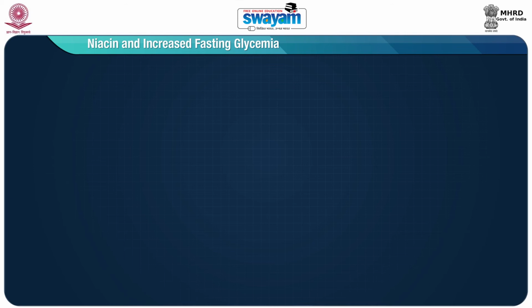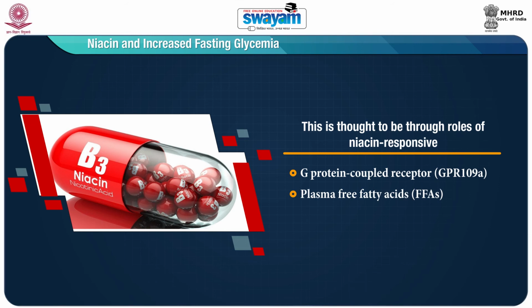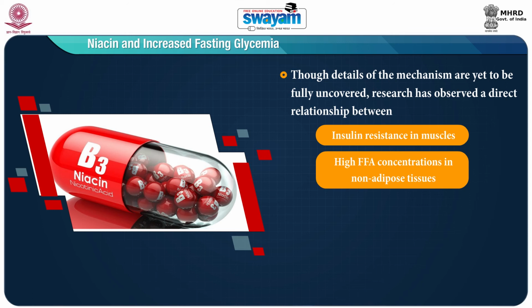Then the next is the role of niacin in fasting glycemia. Now, this is thought to be through the roles of niacin responsive G protein coupled receptor and plasma free fatty acids. Though details of the mechanisms are yet to be fully uncovered, research has observed a direct relationship between insulin resistance in muscles and high free fatty acid in the form of lipid overload concentrations in non-adipose tissues.